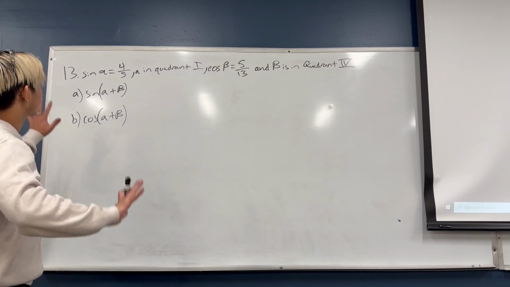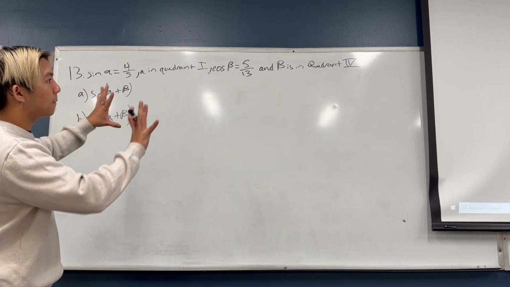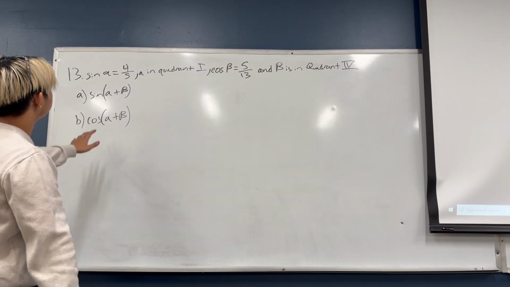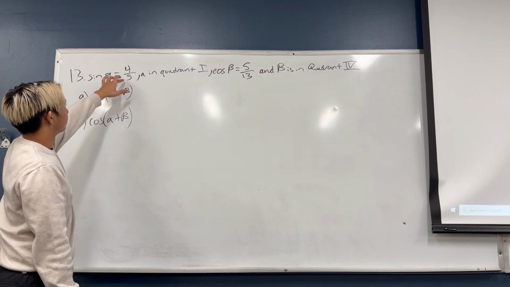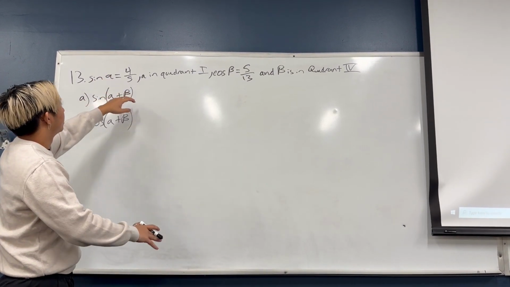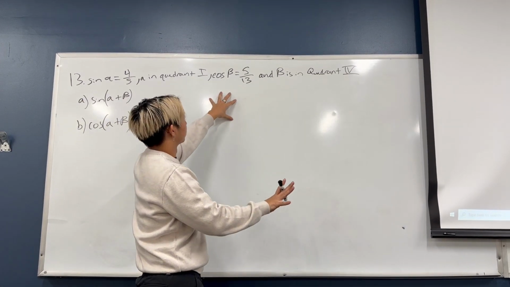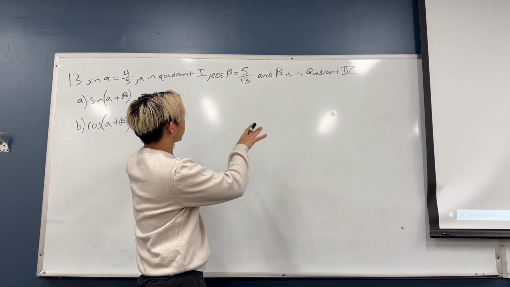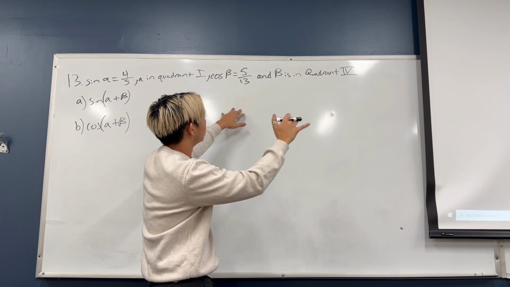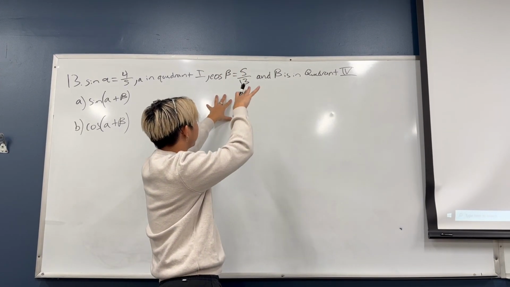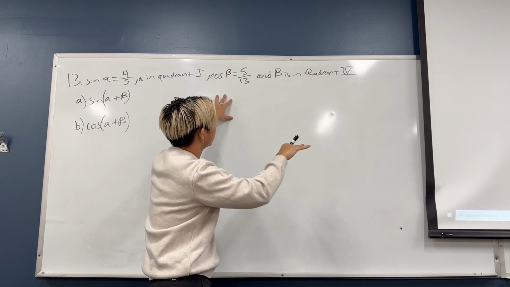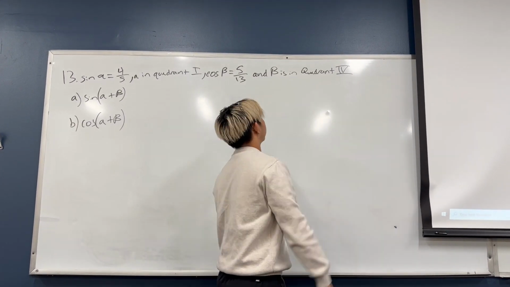All right, so question 13. The whole word problem is giving us that sine A is equal to 4 over 5, and A is in quadrant 1. And then it's giving us another triangle: cosine of beta is equal to 5 over 13, and that B is in quadrant 4.